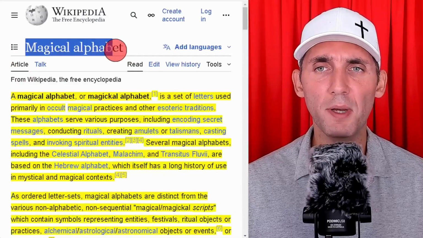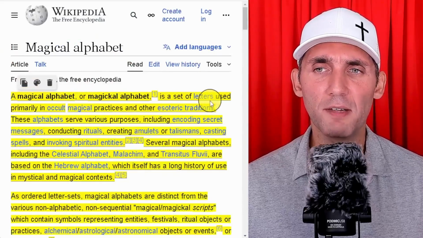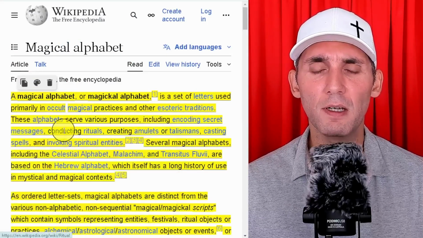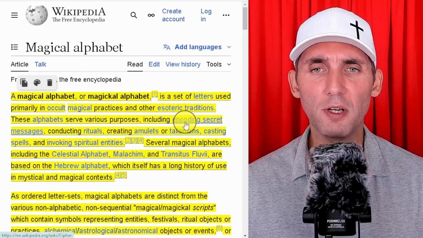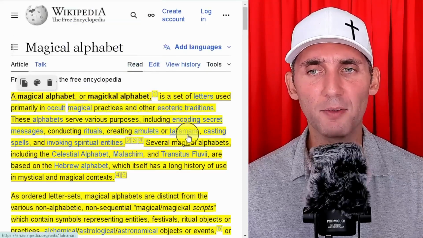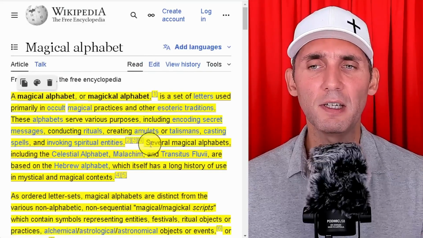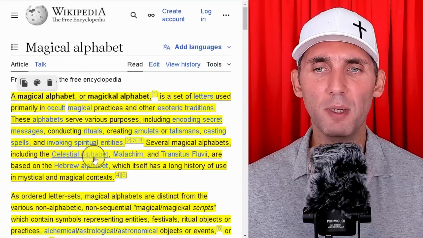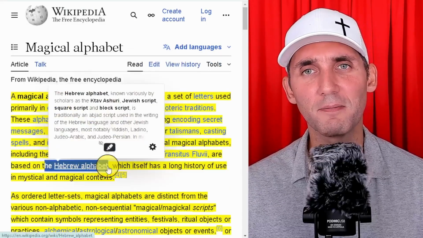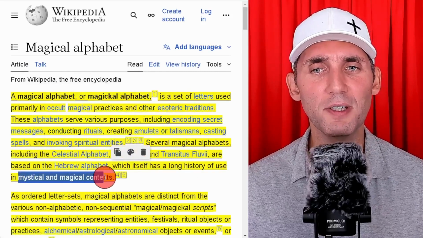Now, a couple more things to look at. This is Magical Alphabet on Wikipedia. A magical alphabet is a set of letters used primarily in occult magical practices and other esoteric traditions. These alphabets serve various purposes, including encoding secret messages, conducting rituals, creating amulets or talismans, keep this in mind, casting spells, invoking spiritual entities, and so on. Several magical alphabets, including the celestial alphabet, Malachim, and Transitus Fluvi, are based on the Hebrew alphabet, which itself has a long history of use in mystical and magical contexts.